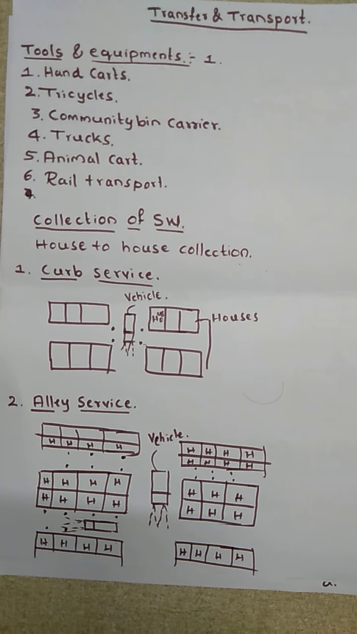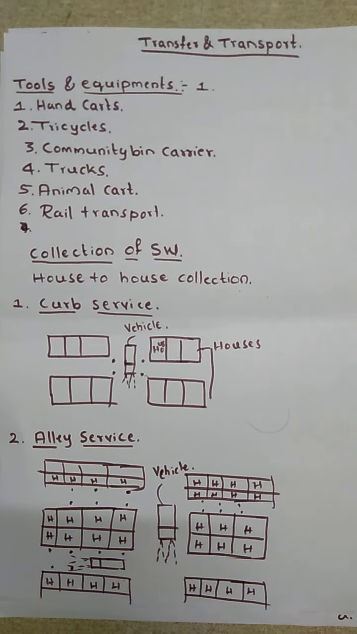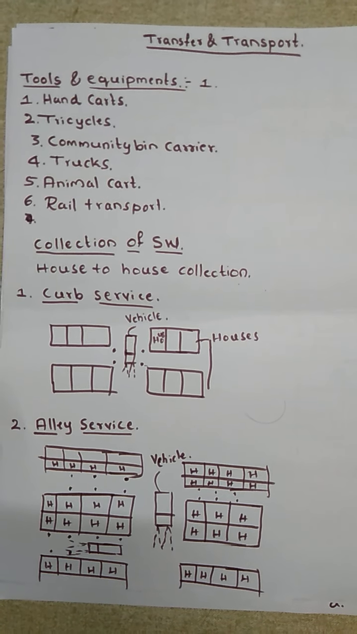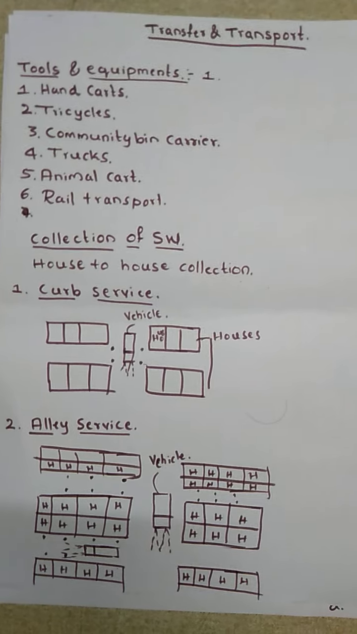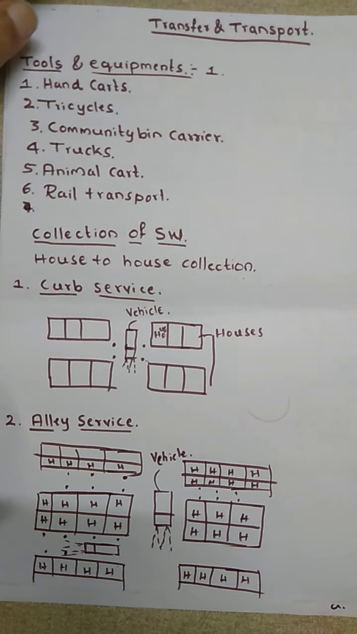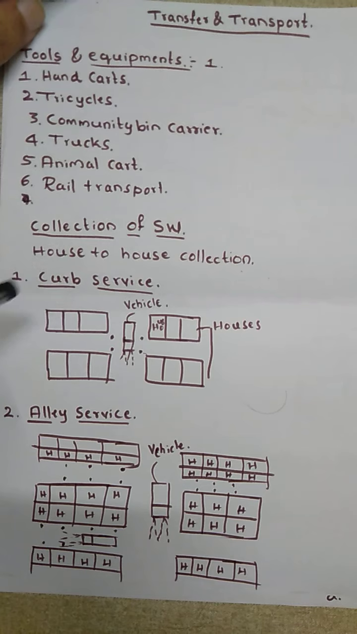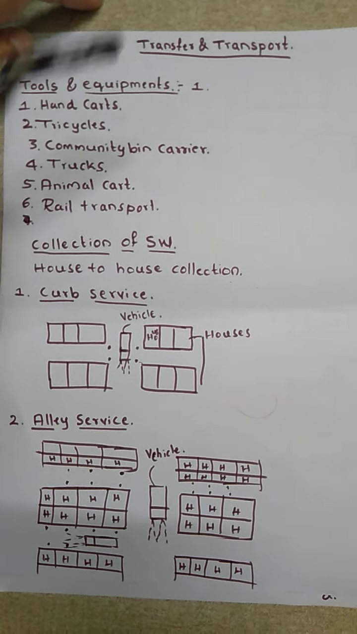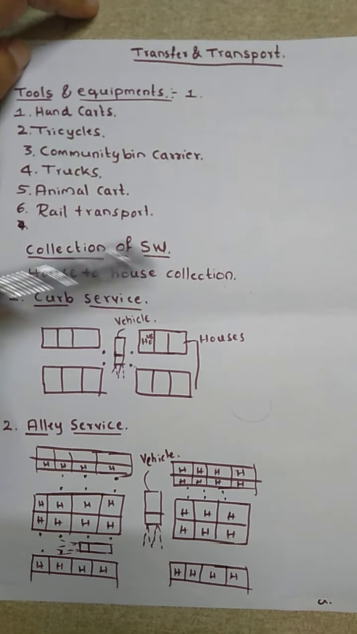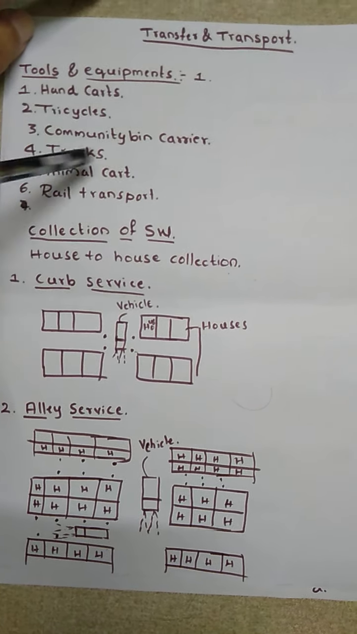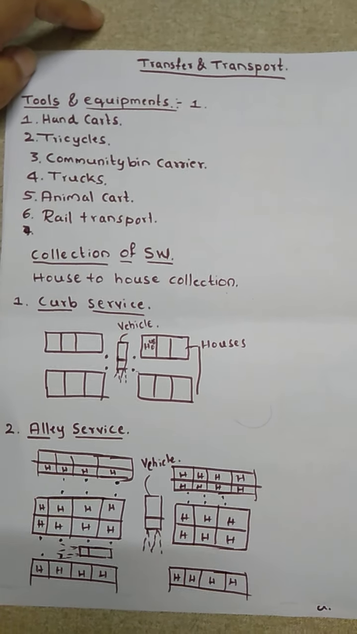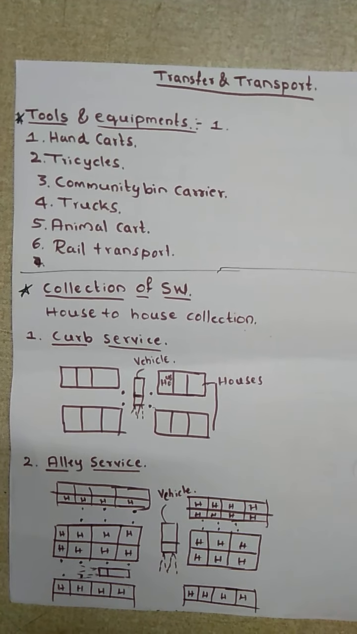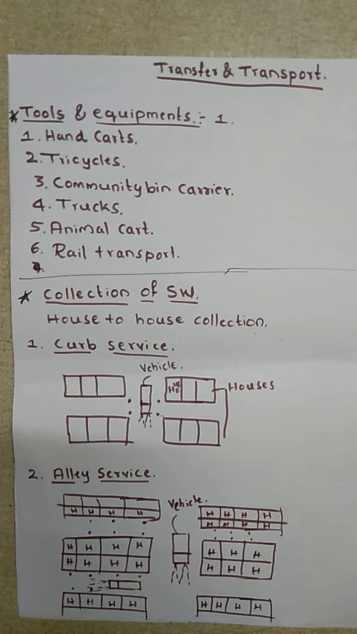Now we will see the collection of solid waste by having the transfer and transport. The collection part is different, and the transfer and transport part is different. We will first see what is transfer and transport, then we will see what kind of equipments we will be using, then we will see how the collection will be done. Okay, now transfer and transport. What is this transfer?